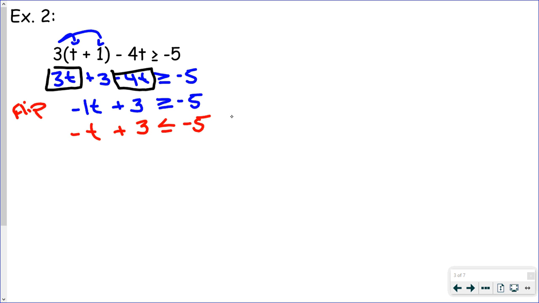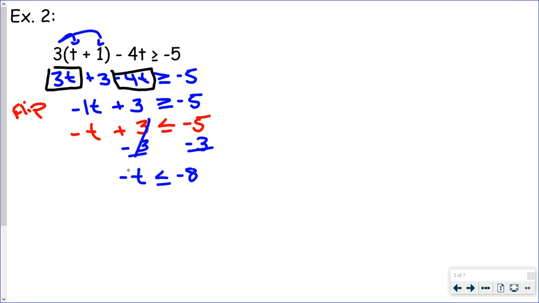So this is the one thing that makes solving inequalities different. If the variable is being multiplied or divided by a negative number, you have to flip the inequality around. So now we'll continue on solving this just like a normal two-step equation. So I subtract 3 from both sides. Those cancel out, and I have negative t is less than or equal to negative 8.